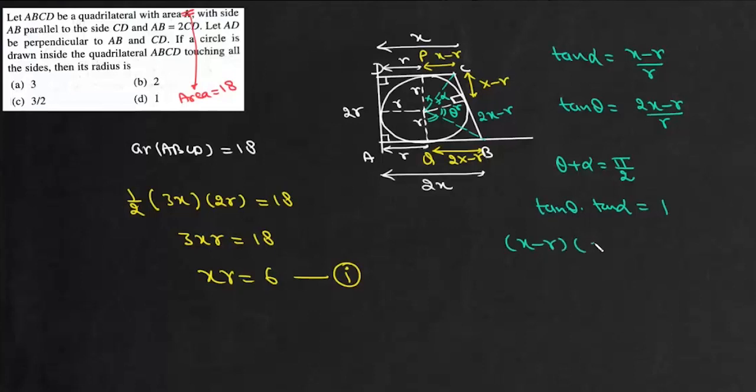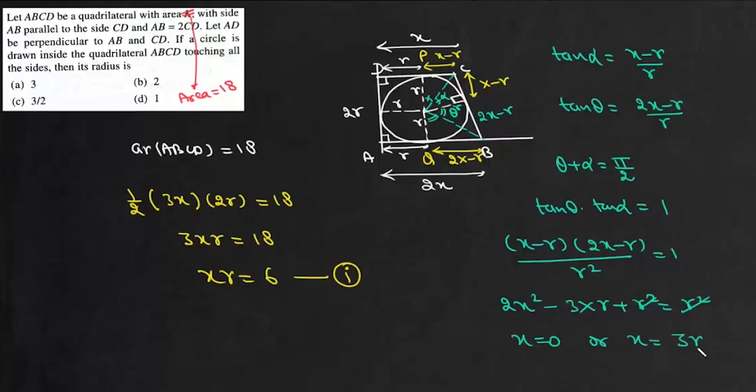x minus r into 2x minus r upon r square will be equal to 1, or 2x square minus 3xr plus r square will be equal to r square. So from here we get either x is 0 or x is 3r by 2. Now x cannot be 0 as it is side of this trapezium. So we'll put x as 3r by 2. So we'll get this as 3r square by 2 equals 6, or value of r is simply 2. So answer to this question is this option B, r equals 2.